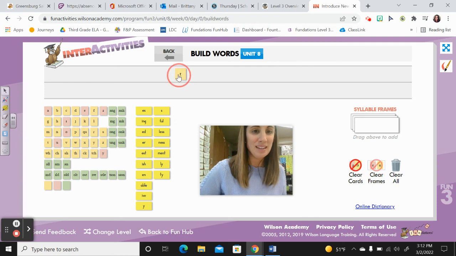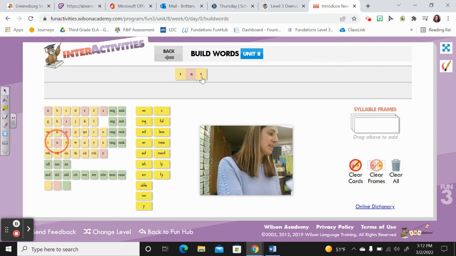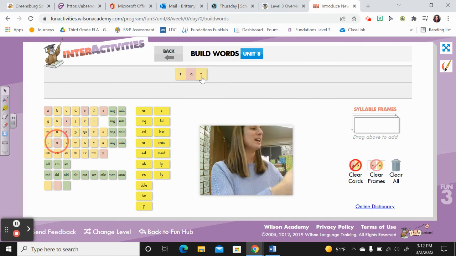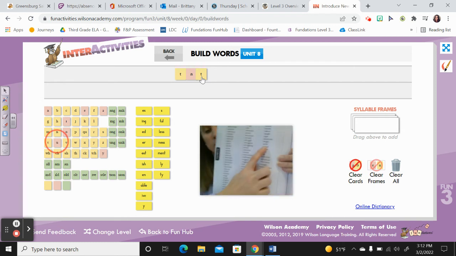Yep. T-A-T. And now we need tull. Well, let's see if it's in that spelling option section. Tat. It's in there. Good. I did a good job picking these ones. They're all in there.